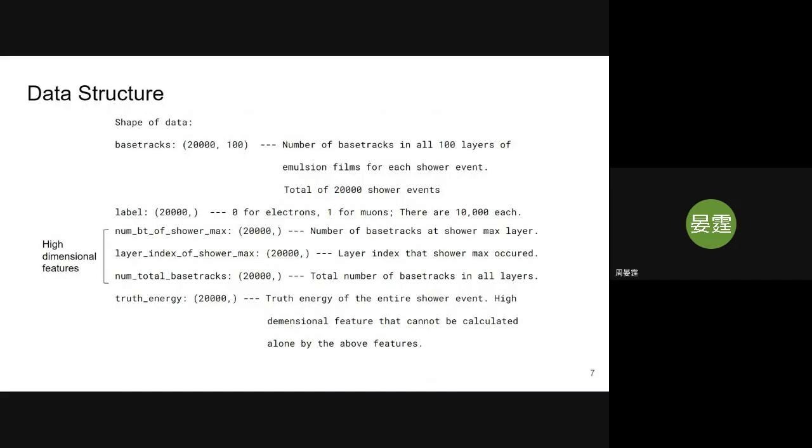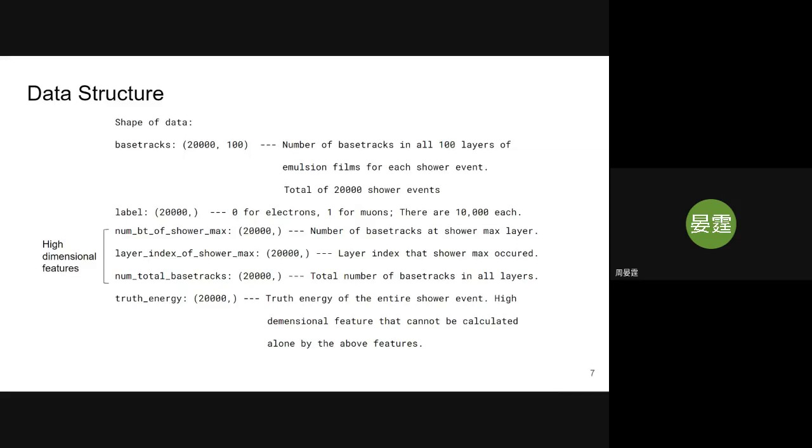Next, we move on to look at the provided dataset. There are a total of 20,000 shower events. The number of layers is only 100, indicating that there are 100 emulsion films. Each film records the number of base tracks there are in the film, and this makes up the dataset of base tracks. Label records the type of event by zeros and ones. 0 is electron and muon is 1. Next are high-dimensional features that can be calculated from base tracks. First is the number of base tracks at the shower maximum layer, then the layer index that the shower max occurred, and finally, the total number of base tracks in all 100 layers.